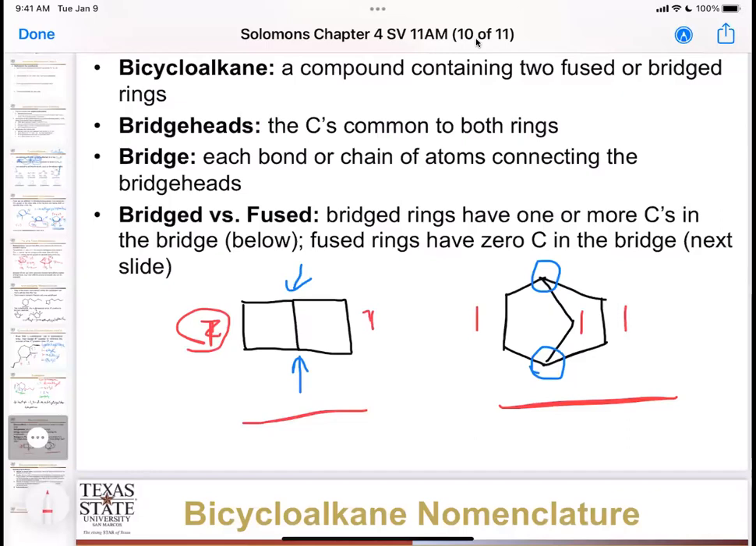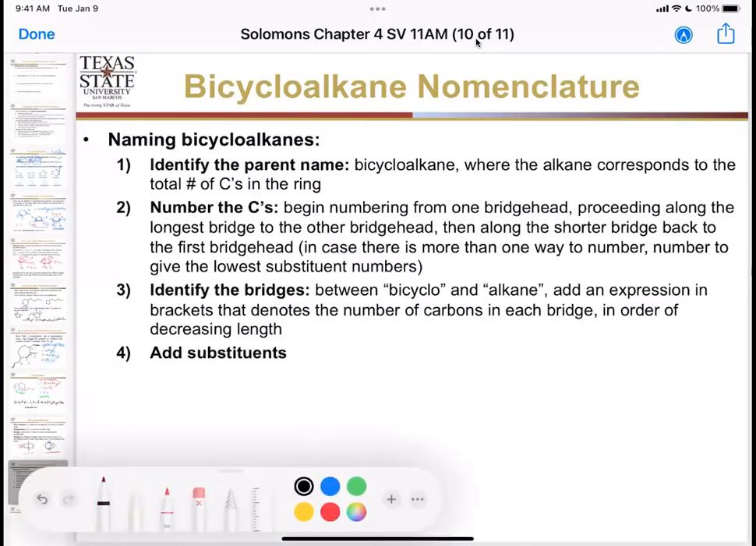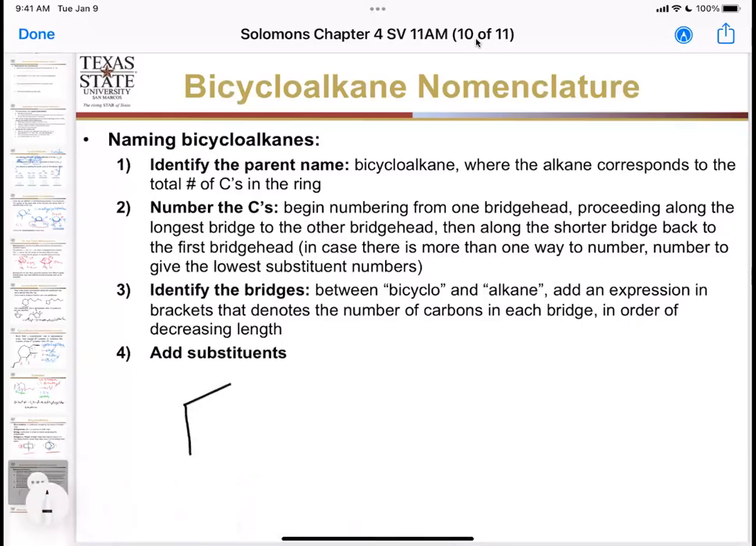So the rules are: identify the parent hydrocarbon. In this case, the largest number of carbons in both rings. Remember, when we named a cyclohexane, it was because there were 6 in that ring. If we have a cyclo ring, but it's in 2 different rings, we call it bicyclohexane. So we're going to name it bicyclohexane. We're going to have to figure out the largest number of things possible. So let me draw an example right here. 1, 2, 3, 4.